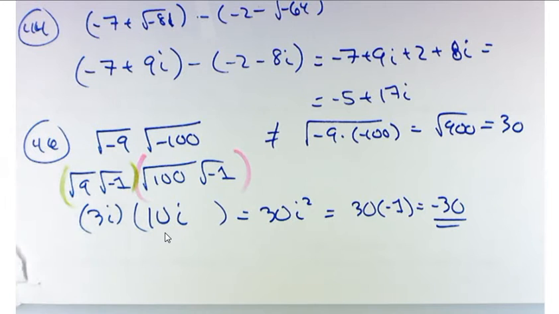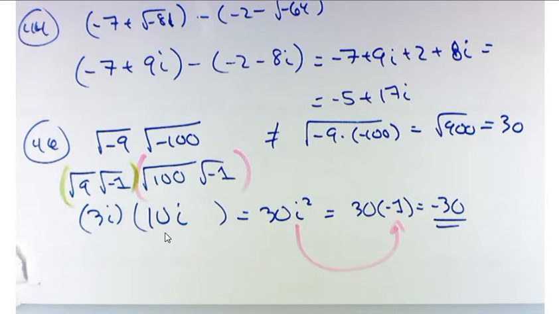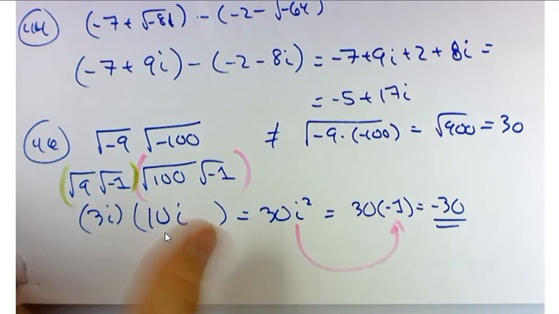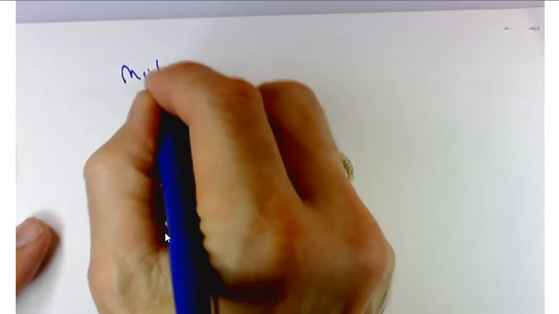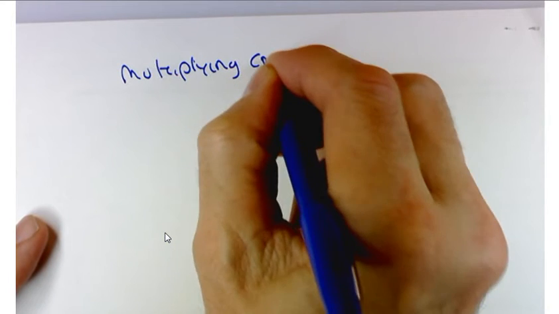So this was a little warm-up to multiplying complex numbers, and that's the big thing we're going to work on next. It was also a nice reminder of something that we're going to need a lot, and that is i squared is -1. So we're going to multiply and then divide complex numbers. So, multiplying complex numbers.